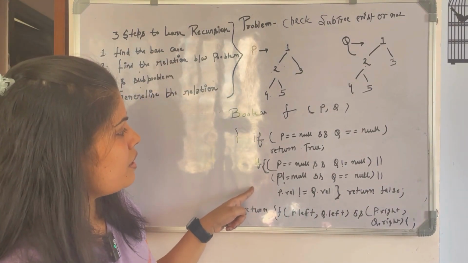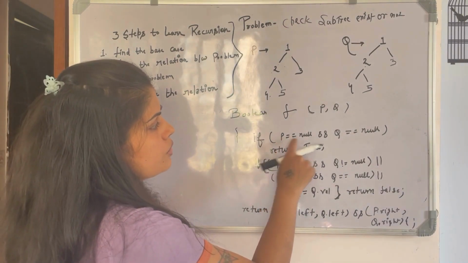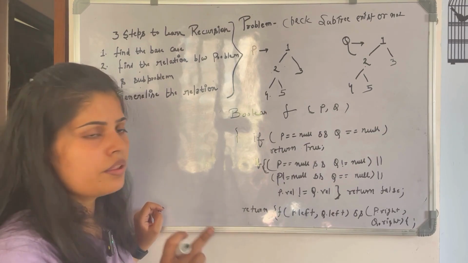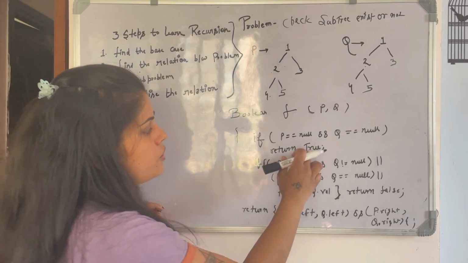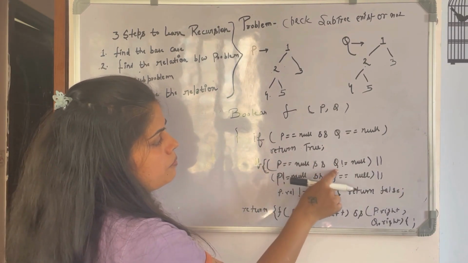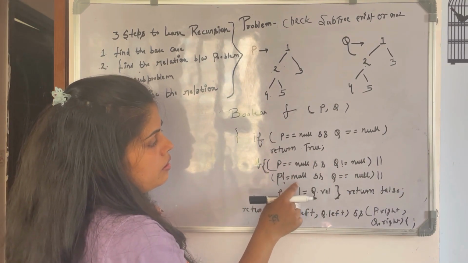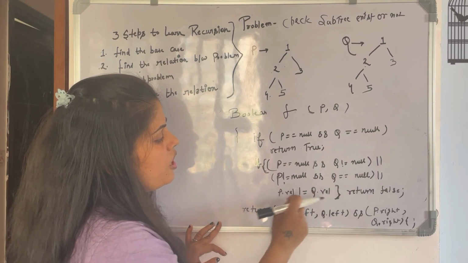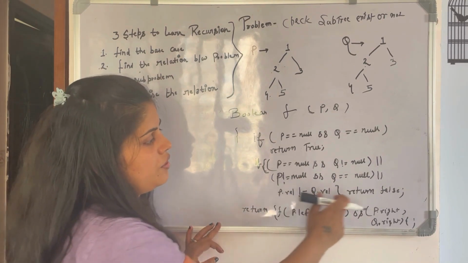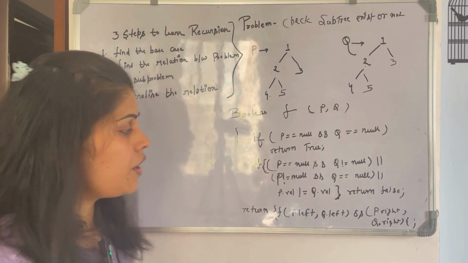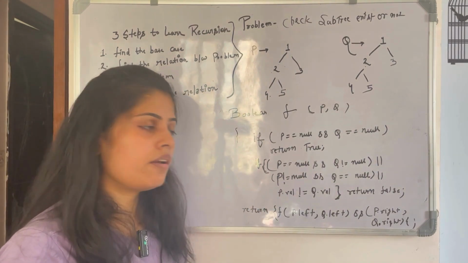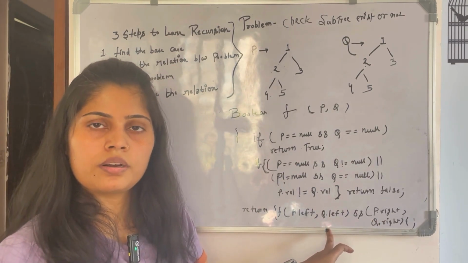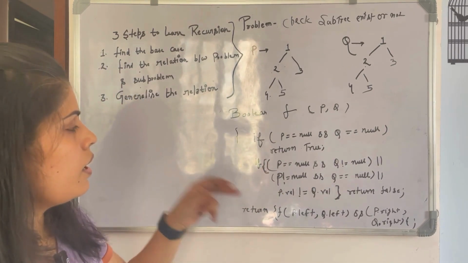And these are the base conditions: if the values we are passing in p and q are both null, then these are identical, so we are returning true. If either p or q is null, then these are not identical, so we are returning false. If the values of both of them are not equal, then also we are returning false. If everything is fine, then we go ahead and check the left part, then the right part, and then we AND the result. Okay, so this is what we have.